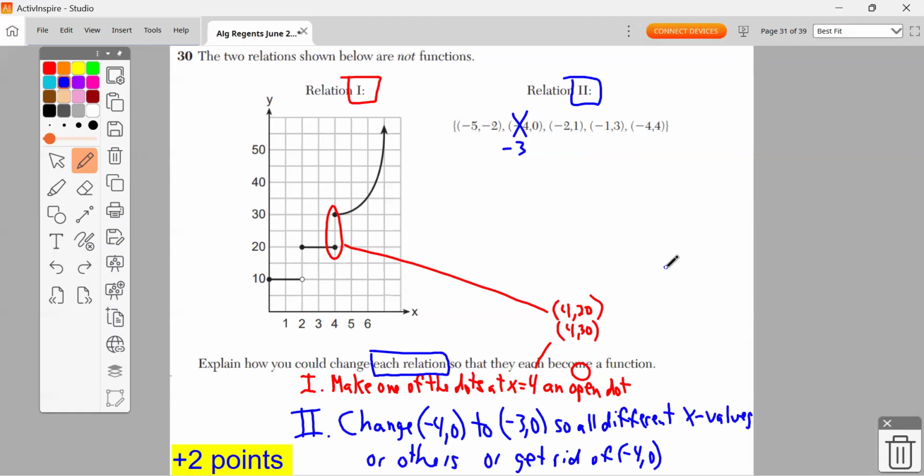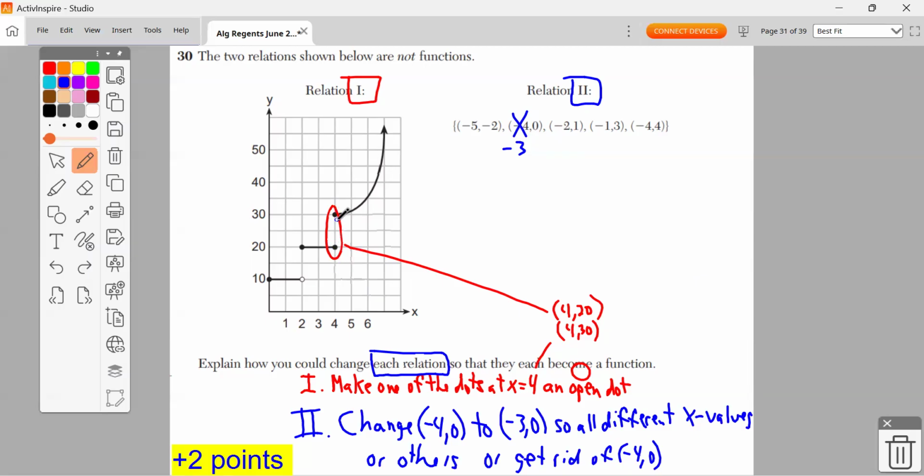Explain how you could change each relation so that they each become a function. So you have to have two separate answers here, one answer for relation one and one answer for relation two. In relation one, how can we make it a function? It is not a function right now. Neither one is a function right now. To make it a function, it's this problem right here. You can't have two dots directly above each other.